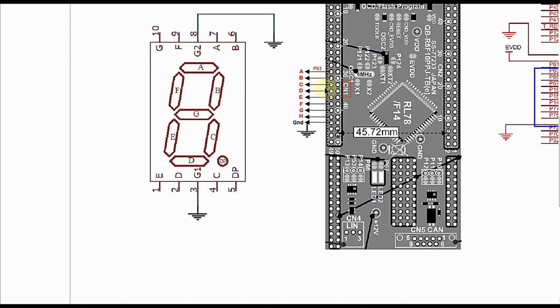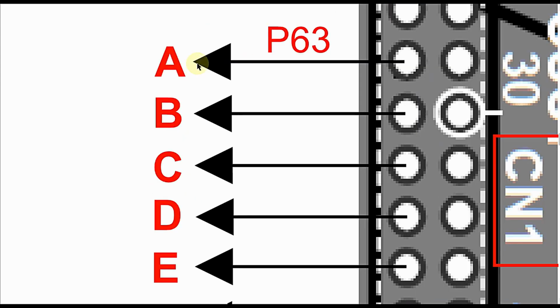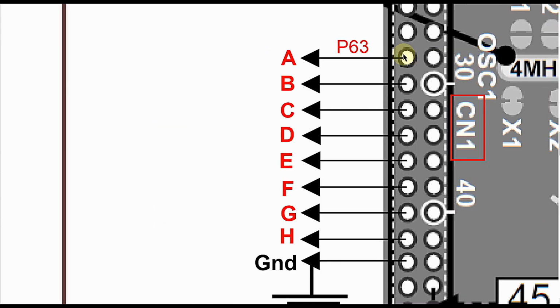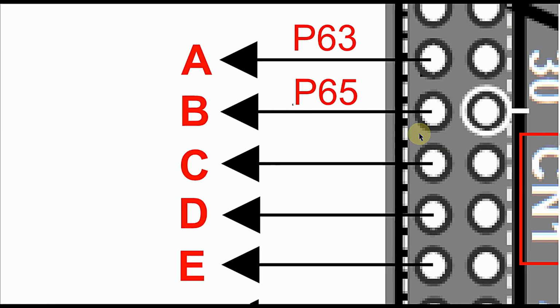Both are internally shorted. So as I mentioned before in the connector schematic, A terminal of the 7 segment will be connected to P63. So P63, this particular pin right over here, is the connector number 27 in the CN1. B terminal will be connected to P65 of the microcontroller, which is available in the CN1 connector pin number 29, and C terminal will be connected to P67, which is also available in CN1 connector pin number 31.